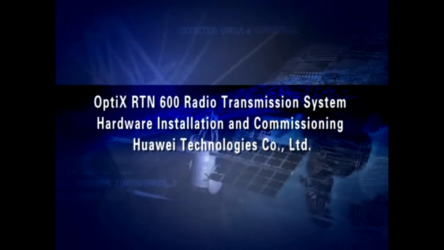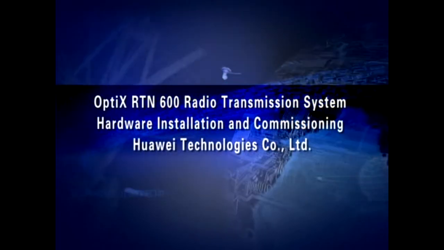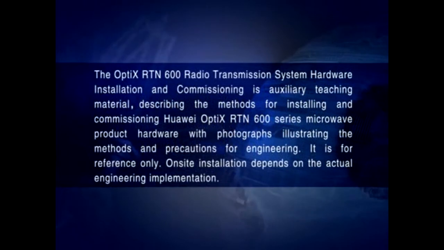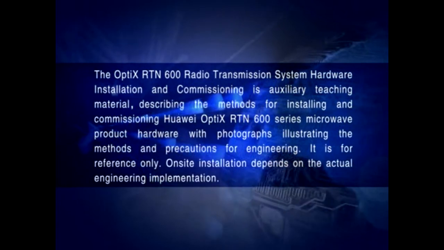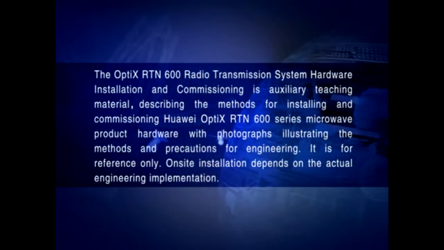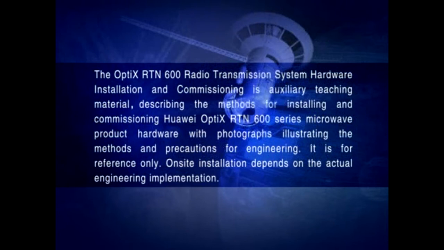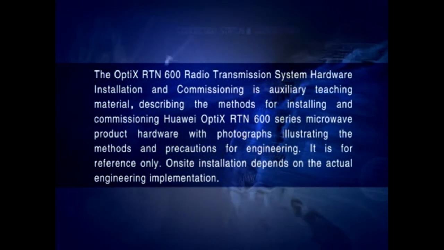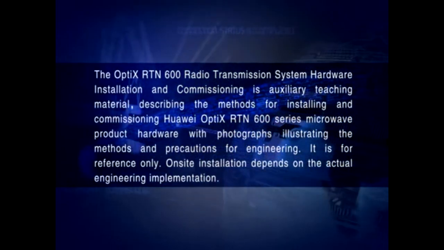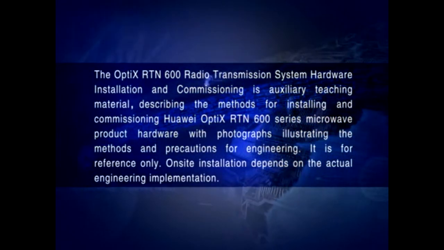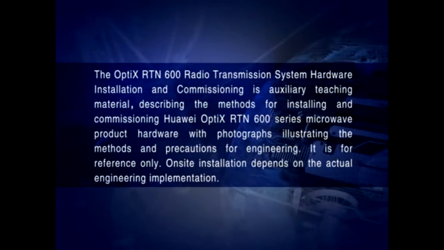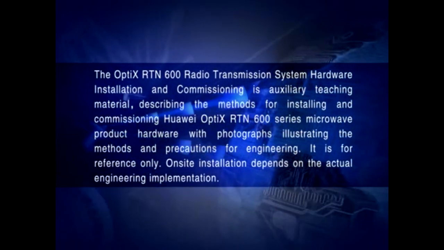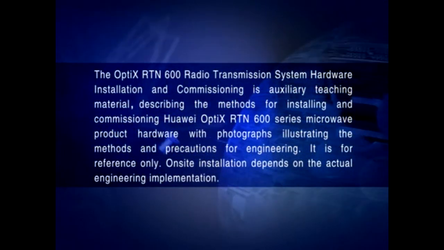Optics RTN600 Radio Transmission System, Hardware Installation and Commissioning. The Optics RTN600 Radio Transmission System Hardware Installation and Commissioning is an auxiliary teaching material describing the methods for installing and commissioning Huawei Optics RTN600 series microwave product hardware, with photographs illustrating methods and precautions for the engineering. It is for reference only. On-site installation depends on the actual engineering implementation.